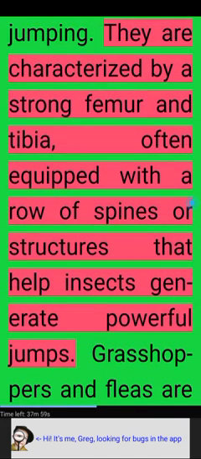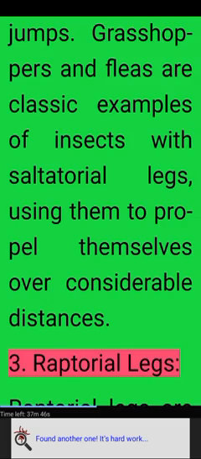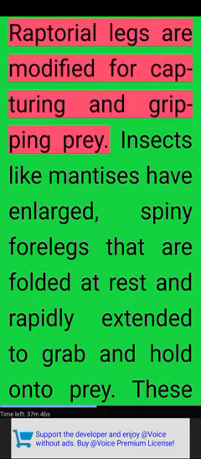They are characterized by a strong femur and tibia, often equipped with a row of spines or structures that help insects generate powerful jumps. Grasshoppers and fleas are classic examples of insects with saltatorial legs, using them to propel themselves over considerable distances. 3. Raptorial legs. Raptorial legs are modified for capturing and gripping prey.